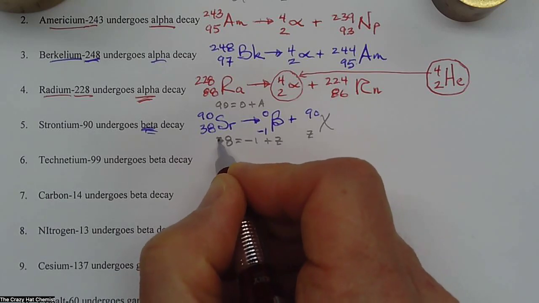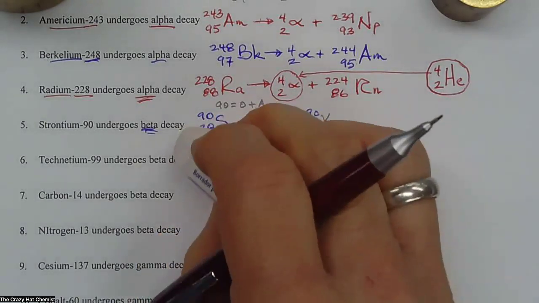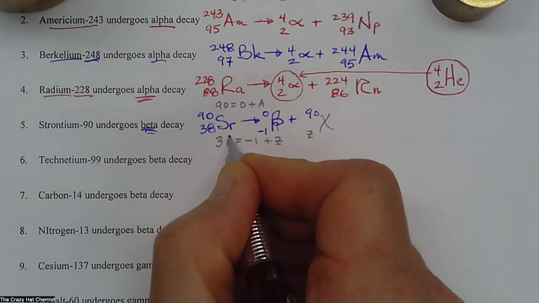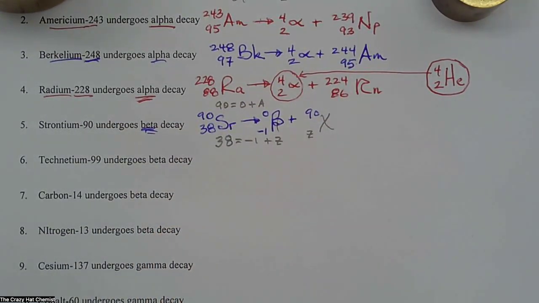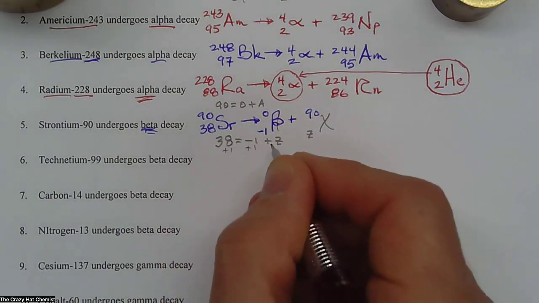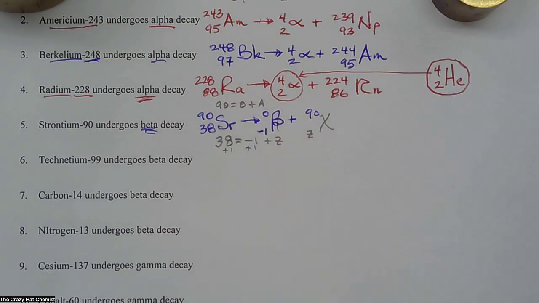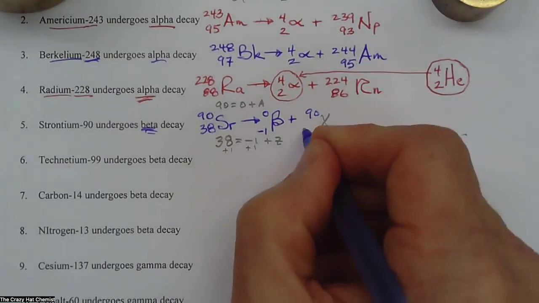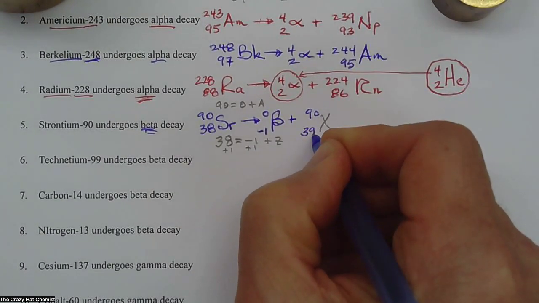Okay, and this is the one that throws students off for just a little bit. So hang on to your horses on this one. Okay, so how you do this is you add 1 to both sides, and this is going to be a 39. So this Z is going to be a 39. So I'm going to erase this Z. I'm going to have atomic number 39.